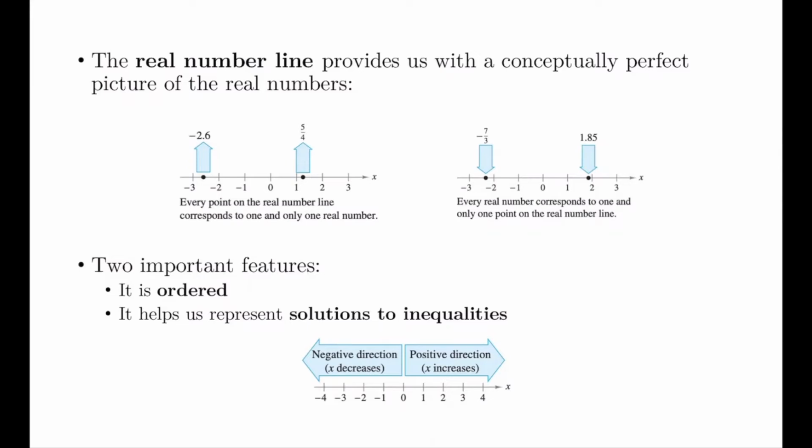Two important features of the real number line is that it is ordered, meaning that as you go from left to right, the numbers get larger. Any number that's to the left of a value is smaller than a number to the right of it. Another reason that we like the real number line is because it's kind of a graphical or pictorial way to help us to represent solutions to inequalities.